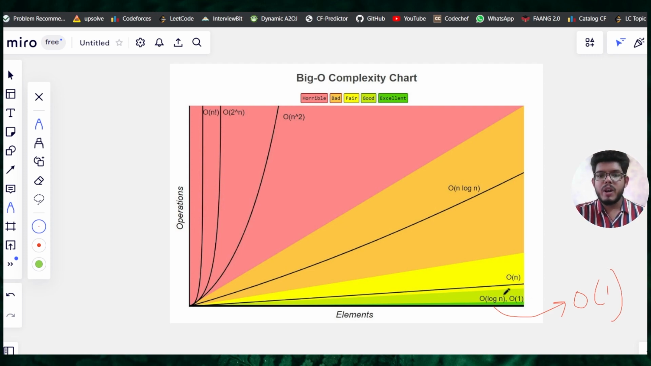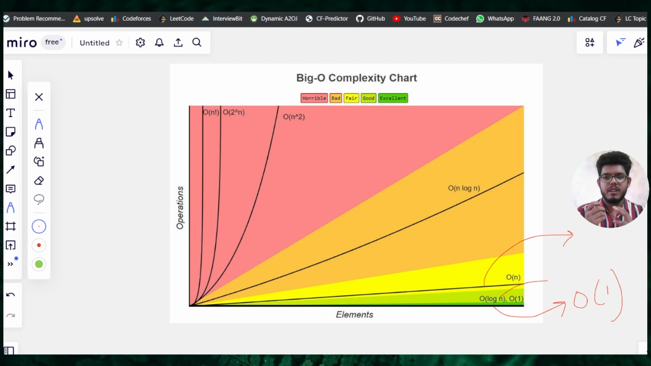Now let's talk about this log of n complexity. So basically log of n complexity is a very good complexity. So we use this in binary search. We use binary search when we see a range of numbers which is arranged monotonically, that is they are increasing in a monotonic fashion. So this is a very good time complexity. It grows slowly with time. Then we have this O of n time complexity. So it is considered a good time complexity.